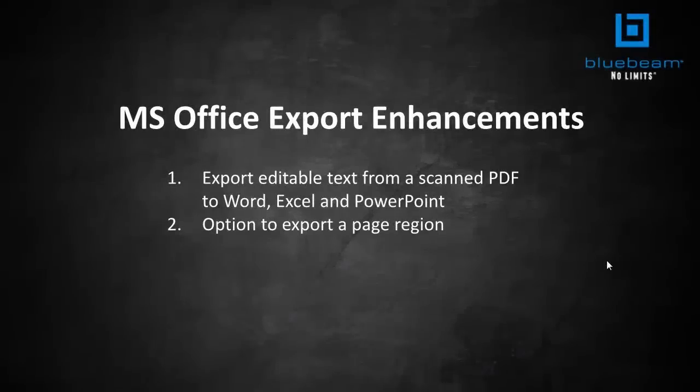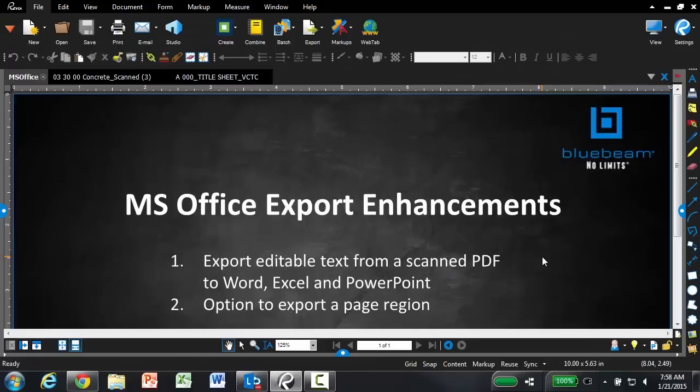In Review 2015, we have enhanced our Microsoft Office export feature, making it easier to export text from a scanned PDF to Word, Excel, or PowerPoint. In addition, you can now export just a portion of a page, like specific text or a table, instead of the entire page. Let's take a look at how this looks in Review.